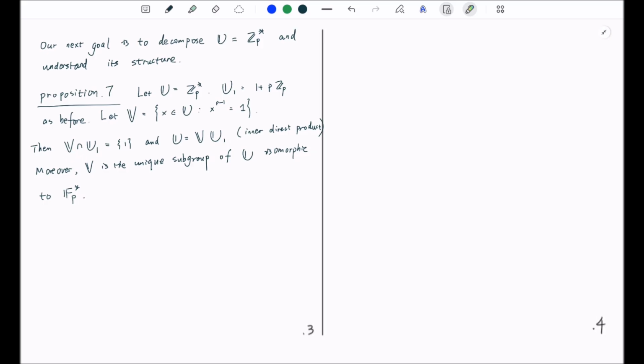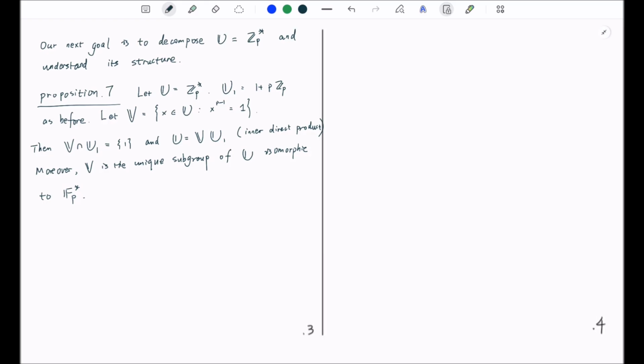Namely, the intersection of V and U1 is trivial, and their product is U. Moreover, we have that V is a unique subgroup of U isomorphic to Fp star, the multiplicative group of Z mod pZ. To prove this, we're going to invoke Hensel's lemma.